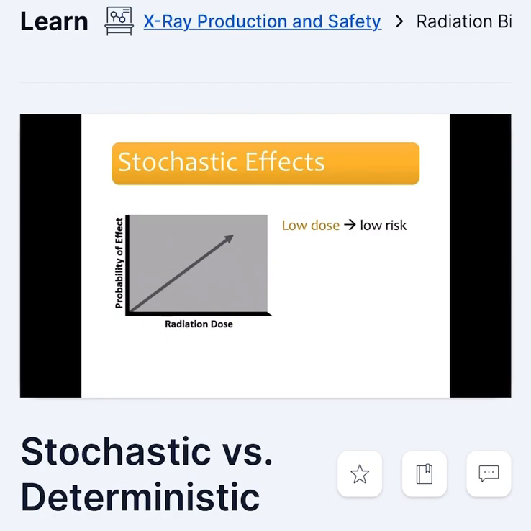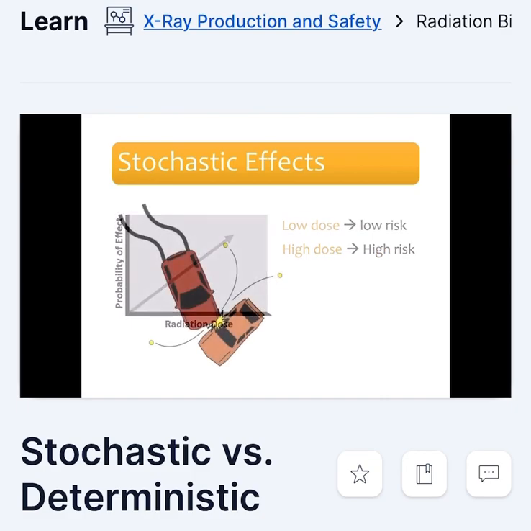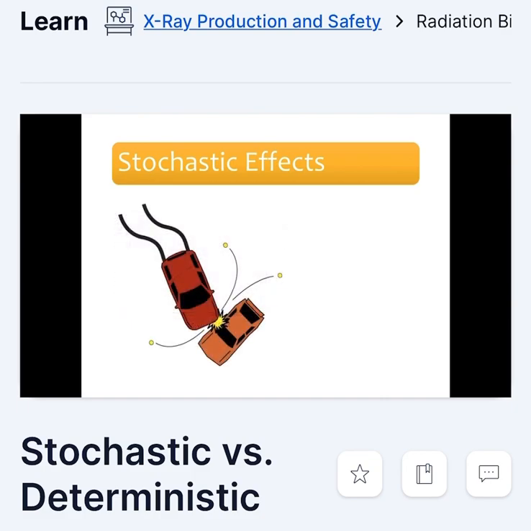As a person's exposure to radiation increases, the probability of acquiring a stochastic effect increases, but it's never a sure thing. Stochastic effects could be compared to being in a car accident. Every time you drive, there is a chance that you could get into an accident. If you're only driving a few miles across town, the chance of getting into an accident is small, but there is a chance. If you're driving several thousand miles, the chance of a car accident increases significantly, but it's never a sure thing. This is exactly like the stochastic effects of radiation.